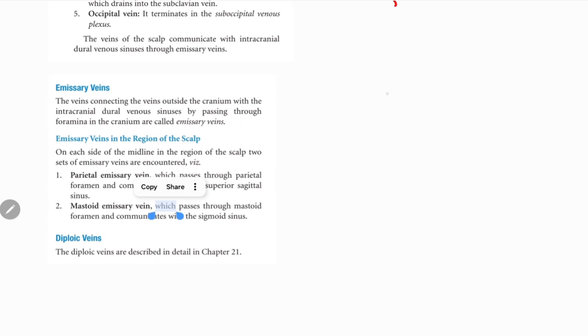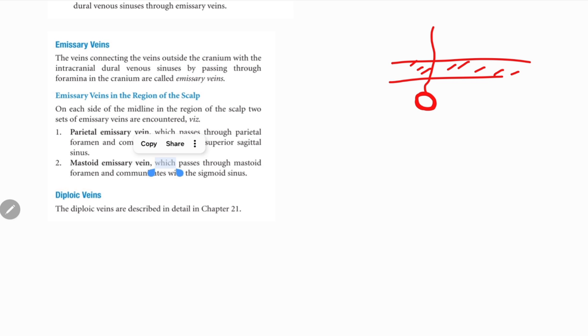Next, emissary veins. We have seen that emissary veins connect dural venous plexus and pass through loose areolar tissue. The veins connecting the veins outside the cranium with intracranial dural venous sinuses by passing through foramina in the cranium are called emissary veins. Emissary veins in the region of the scalp: on each side of the midline, two sets of emissary veins are encountered, parietal emissary vein and mastoid emissary vein. Parietal passes through the parietal foramen and communicates with the superior sagittal sinus.